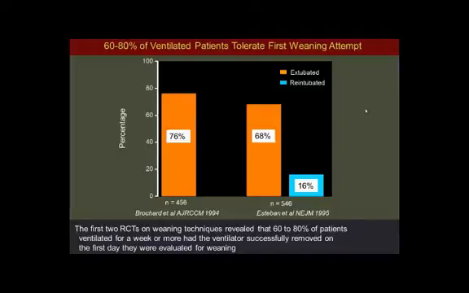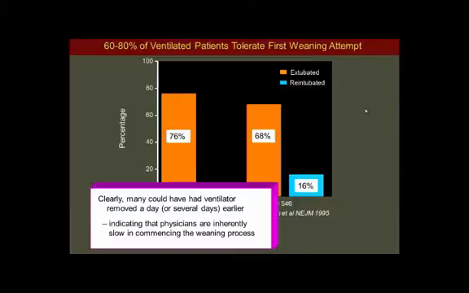The first two randomized controlled trials of weaning techniques showed that 60 to 80% of patients who were ventilated for a week or more had the ventilator successfully removed on the first day they were evaluated for weaning. It's an extraordinarily high percentage. And so clearly many of these patients could have had the ventilator removed a day or more, likely several days, earlier. And this tells you that most physicians delay in the time of commencing the weaning process.